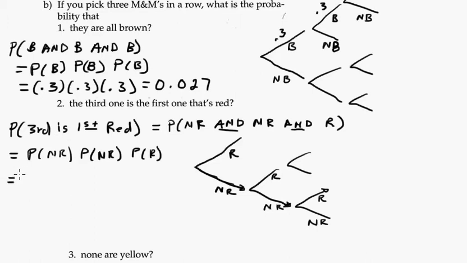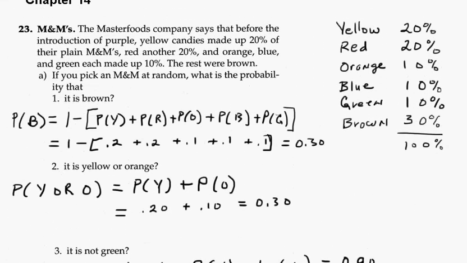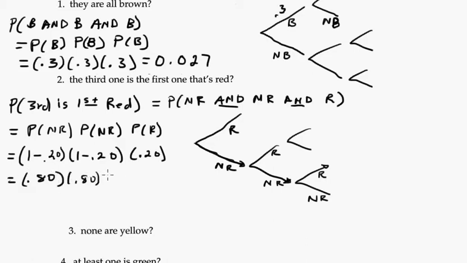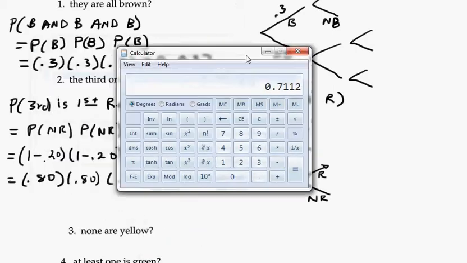Okay, so we can use the complement here. This can be 1 minus the probability of red, because not red, again, we'd have to add all these up. So why don't we just subtract the probability of red? So 1 minus 0.20 times the probability of red, so 0.20. So this is going to be 0.80 times 0.80 times 0.20, and it's getting late, so let's use the calculator.